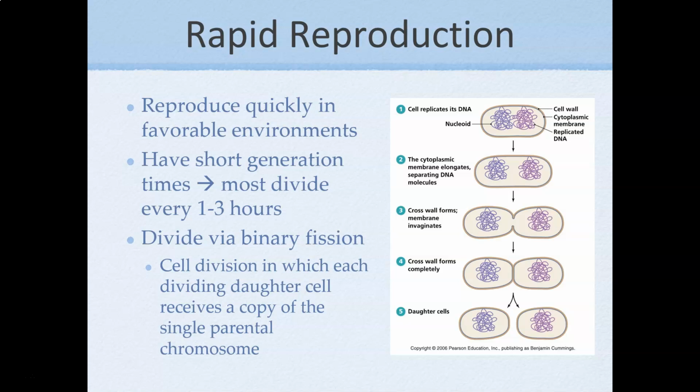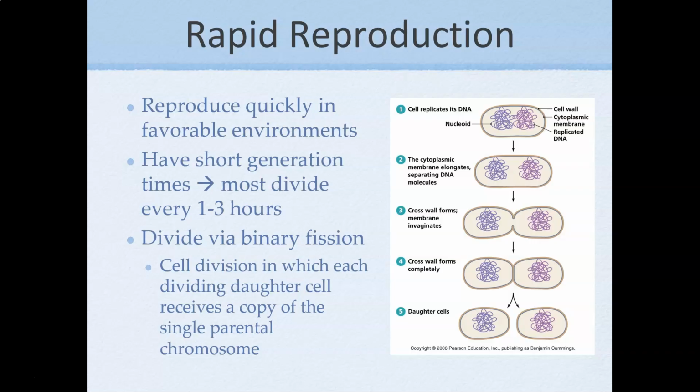Just having that ability to reproduce so quickly is going to allow the spread of favorable genetics that much faster. And again, keep in mind we're talking about human timetables here. So having that next generation in 1 to 3 hours is incredibly quick to us. But it's just the way that they reproduce.